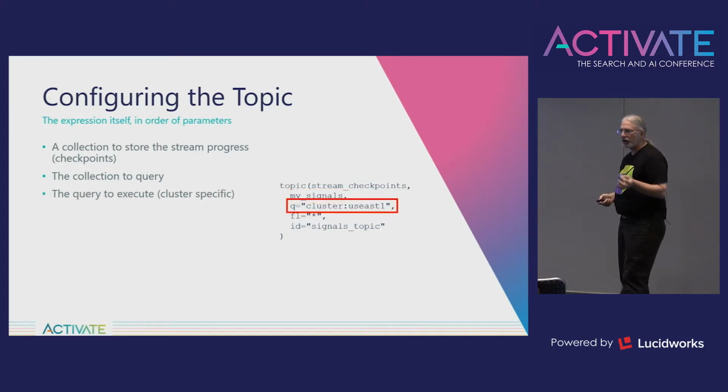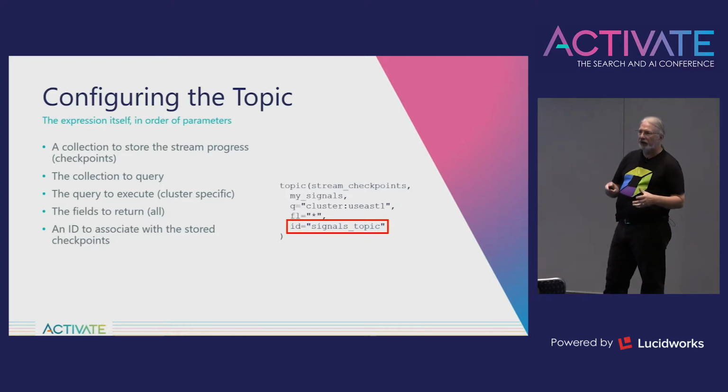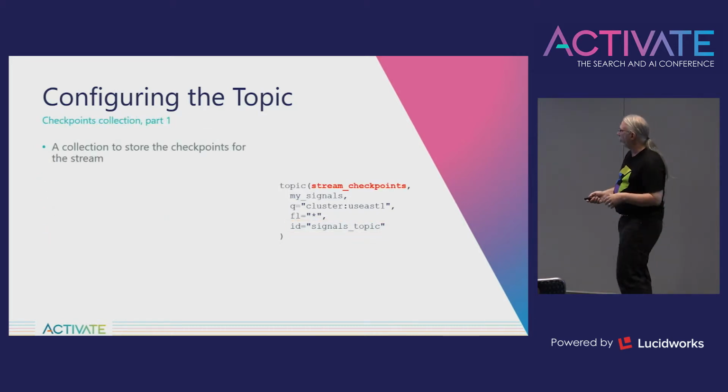And here's that cluster field. Cluster US East 1, that's all we want to select. We're going to return all the fields, and we're going to put an ID on this topic, and that ID will identify the set of checkpoints that get saved as belonging to this specific topic, this specific request. And we'll talk about these in a little bit more detail.